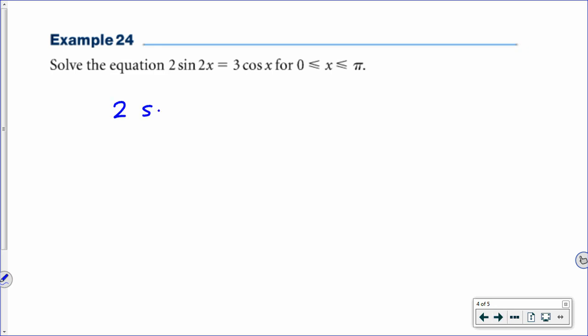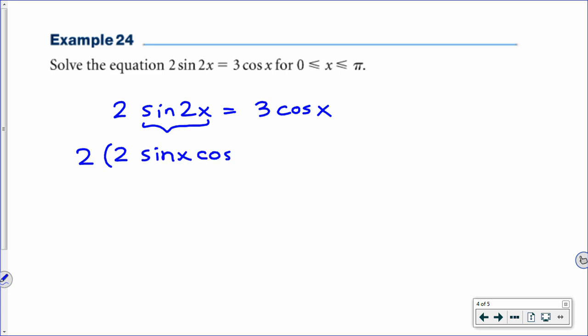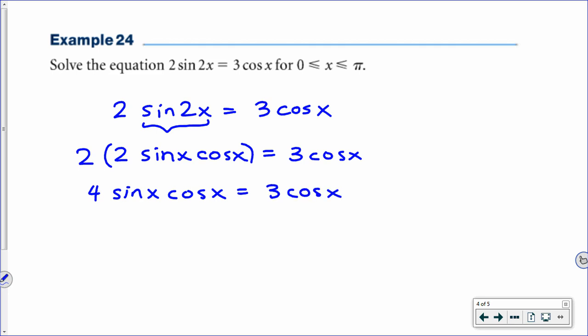So 2 sine 2x, I'm always going to replace a double angle. So I'm going to replace this sine 2x right away. I only have one substitution that I can use for sine 2x, so I don't have a choice. I'm going to replace it with 2 sine x cosine x equals 3 cosine x. If I'm going to simplify that, it is at least 4 sine x cosine x equals 3 cosine x.